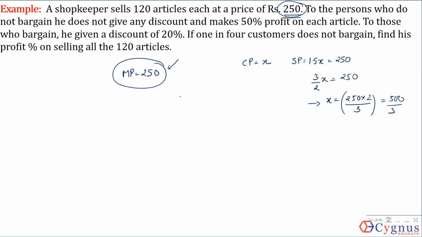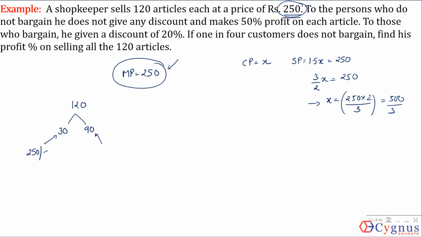If 1 in 4 customers does not bargain, that means out of every 4, 1 will not bargain and the remaining 3 will definitely bargain. So those 3 will get a discount of 20% each. He sold how many articles? 120. When you divide this 120 in the ratio of 1 is to 3, what do we get? 30 and 90. So these 30 customers will purchase the article at a price of 250 each.